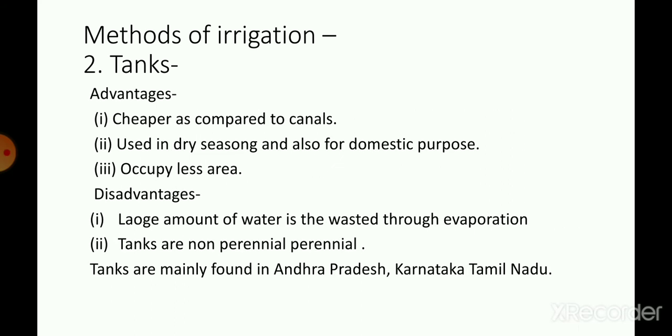Next, advantages of tanks. Cheaper as compared to canals. Used in dry season and also for domestic purpose. Occupy less area. Next, disadvantages of tanks. A large amount of water is wasted through evaporation. Tanks are non-perennial. Tanks are mainly found in Andhra Pradesh, Karnataka and Tamil Nadu. Just two places are enough for your examination. Next, this is the end of a second method of irrigation.